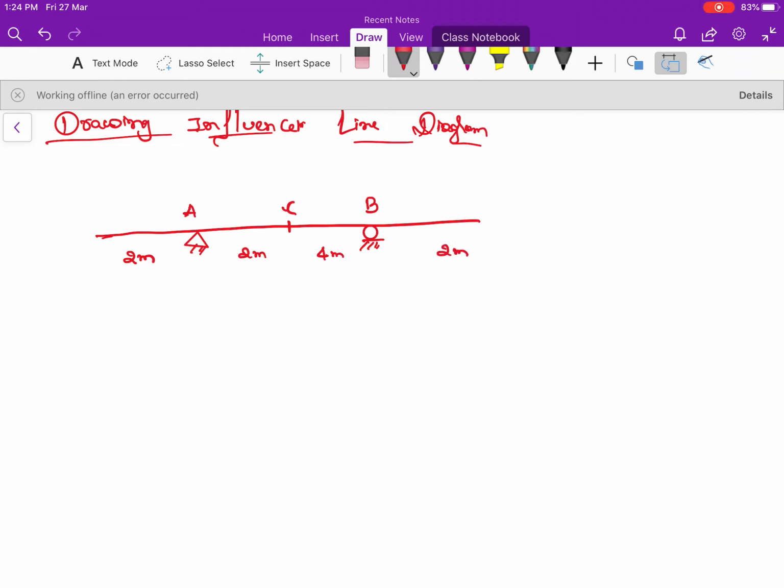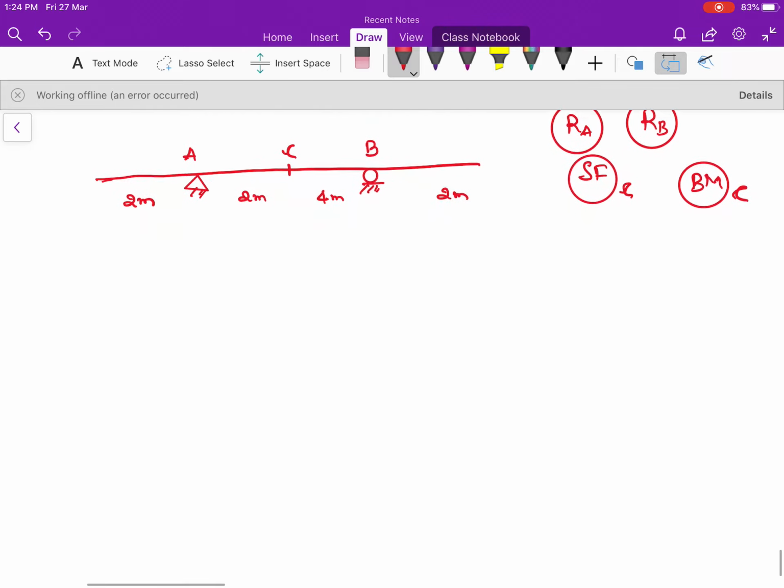Okay, in the question they are asking us to find reaction at a point A, reaction at a point B, shear force at a point C and bending moment at a point C. These are the four things we need to find. For these four things we are supposed to draw the influence line diagram. Drawing influence line diagram is very much important here.